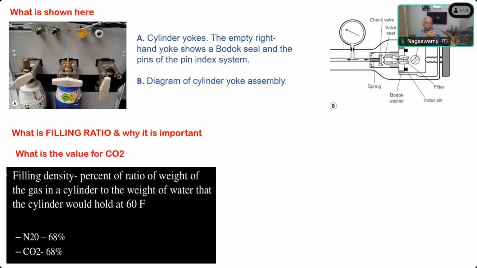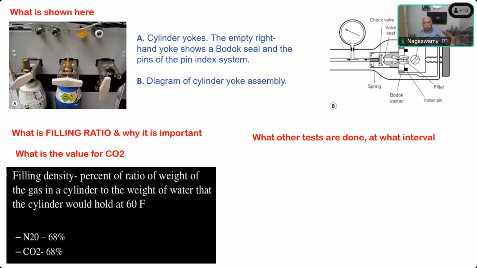Okay. So that is the reason why filling ratio is only applicable for nitrous oxide and carbon dioxide, which are in the liquid phase, which vaporize and become gas before delivery. Okay, so that is the point that you have to remember.